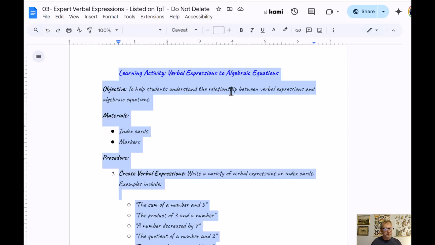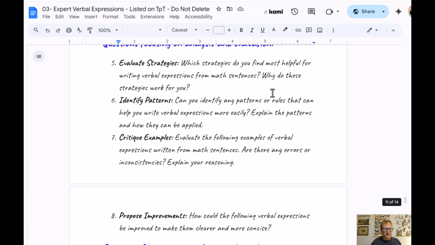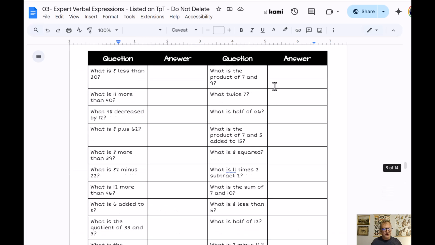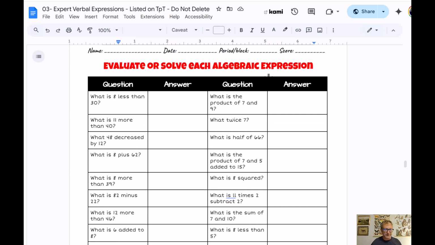The expert level, you scroll up here, they're going to solve equations. So we're evaluating these algebraic expressions and we're finding the answer. So what is 8 less than 30? Well, 8 less than 30 is 30 minus 8, that's 22, but they need to set up that equation. What is 11 more than 40? What's 8 plus 62? So yes, these are kind of easier equations, but once again, verbal expressions is taught at the very beginning of the year.